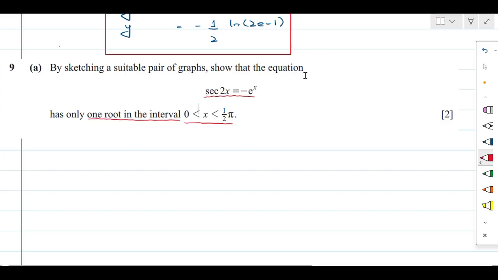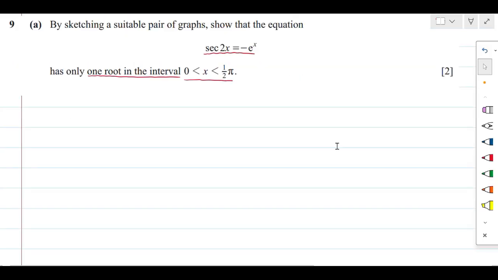Before sketching both of the functions on one graph, it is better to explain how I sketch them separately. So secant is basically a reciprocal of cos, right? So we can say y equals to cos x. Let me sketch the graph of y equals to cos x and show you.